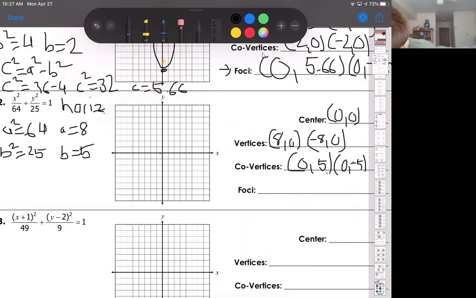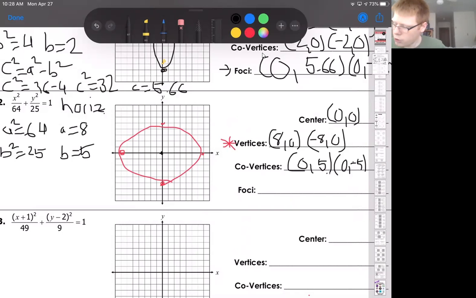But to graph this, our center's at 0, 0. Our vertices are at 8, 0. 1, 2, 3, 4, 5, 6, 7, 8. And one to the left, negative 8, 0. As long as I counted correctly. Your co-vertices are up 5, down 5. So then do your best to draw an ellipse around it. That was kind of sloppy, but oh well, it worked out.